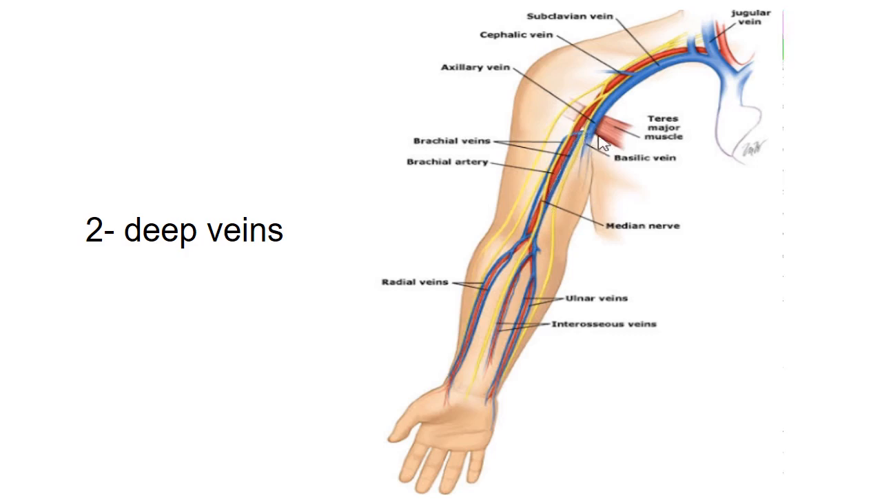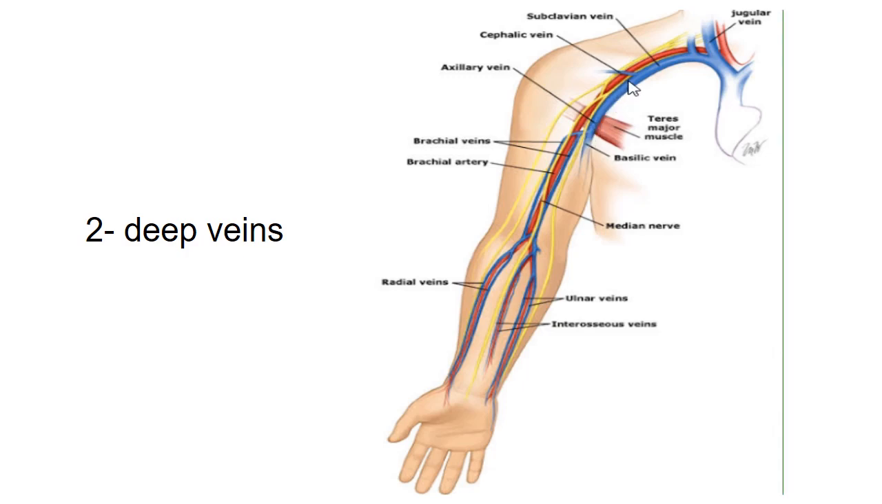At the level of the lower border of teres major muscle, the basilic vein, which is the superficial vein on the medial side of the arm, joins the brachial vein and forms the axillary vein, this one. We have radial veins and ulnar veins, which are the deep veins of the forearm. These unite at the level of the bend of the elbow to form the brachial vein, which is the deep vein of the arm. This deep vein unites with the basilic vein, which is the superficial vein of the arm. These two join at the lower border of teres major muscle and form the axillary vein, this one.